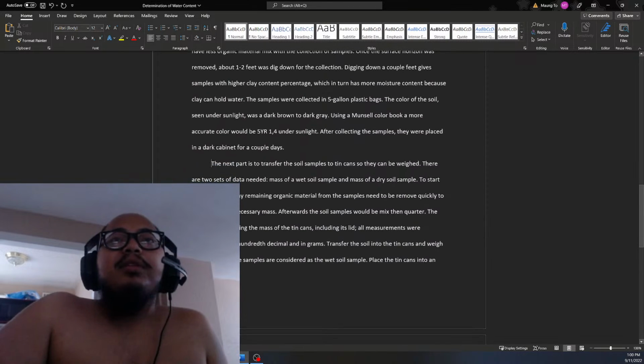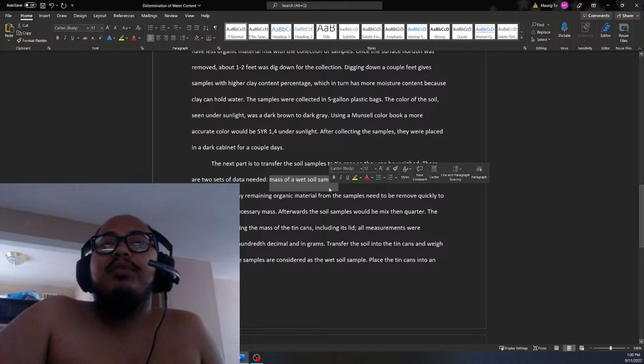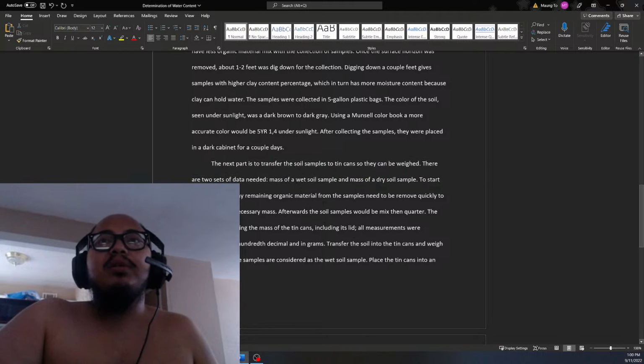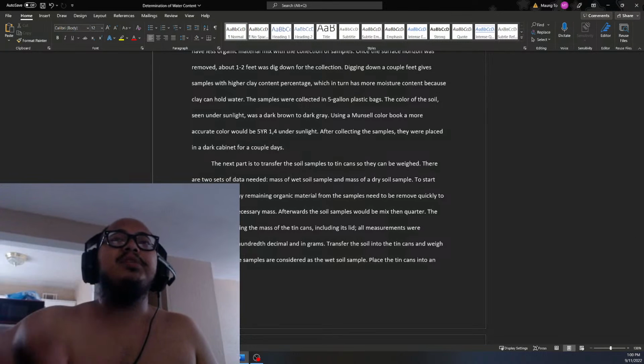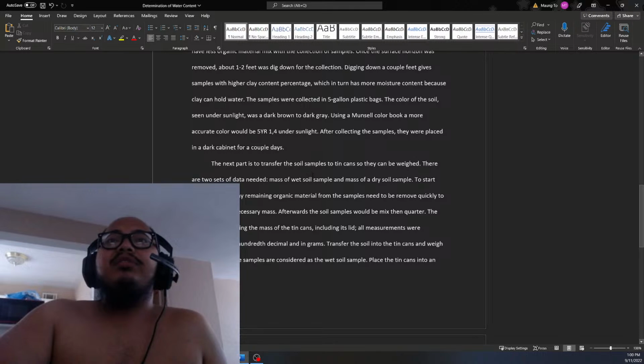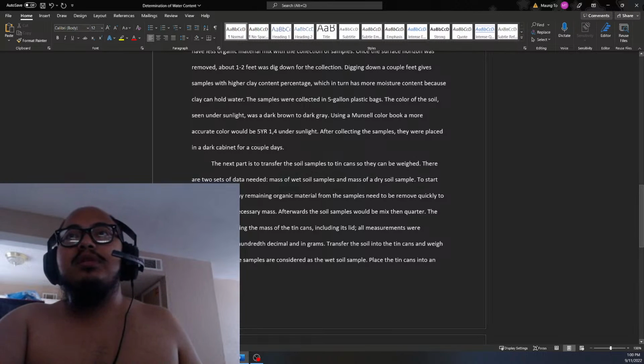The next part is to transfer the soil samples to tin cans so they can be weighed. There are two sets of data needed: the mass of the wet soil samples and the mass of the dry soil samples.